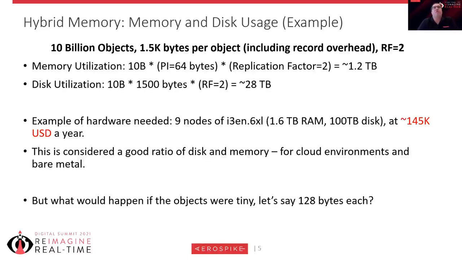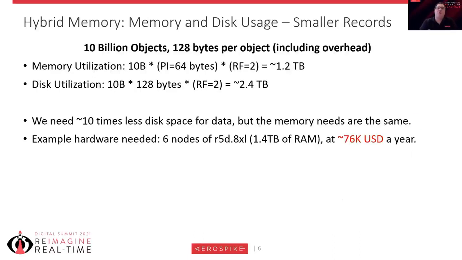Those numbers, 10 billion objects, 1.5 kilobytes, are considered to be a good ratio of disk and memory for cloud environments and for bare metal. But what would happen if your objects were tiny? Let's say they're only 128 bytes each. Then in that case, we'll have 10 billion objects, 128 bytes per object, and a replication factor of 2, meaning we'll need 1.2 terabytes of DRAM and then only 2.4 terabytes of disk.